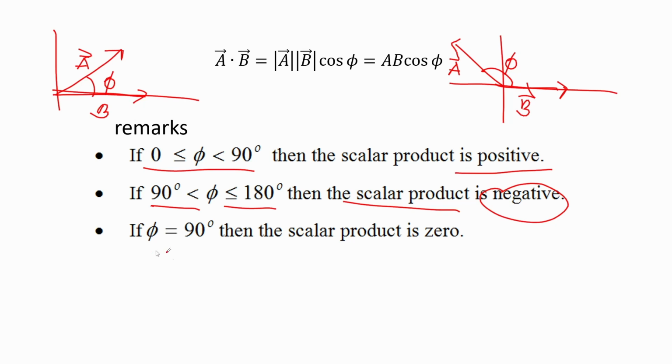And the last one is when phi is 90 degrees, meaning they are perpendicular to each other. So this is 90 degrees, this is B and this is A vector, and this gives you a value of 0. These are the three possible scenarios.